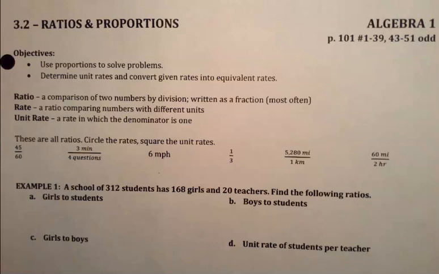All right, for Algebra 1, we're doing 3.2 ratios and proportions. I'm sure you're thrilled that we're moving on from literal equations. Our objectives today are to use proportions to solve problems and to determine unit rates, as well as convert given rates into equivalent rates. So we're going to be using some unit multipliers and dimensional analysis again. Hopefully this is transferring over to your science class as well.